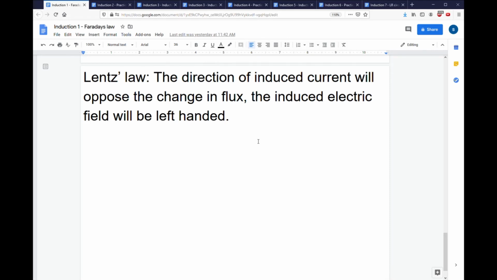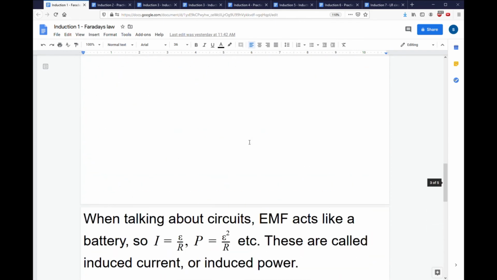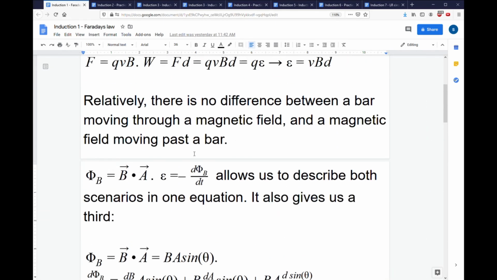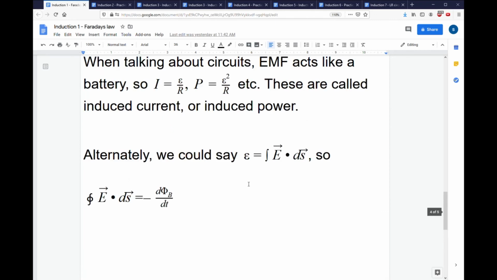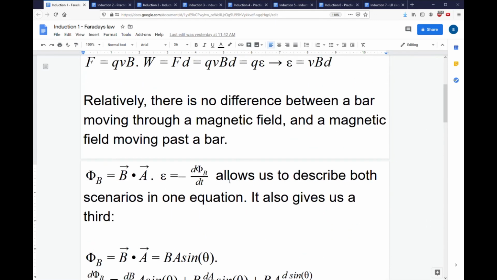Apologies for the jump. I forgot I had this page in my first record. I promised that I would tell you about this minus sign. Well, that minus sign actually has its own name. It's called Lenz's law. Now, what is Lenz's law? Basically, Lenz's law is that EMF always works against itself.